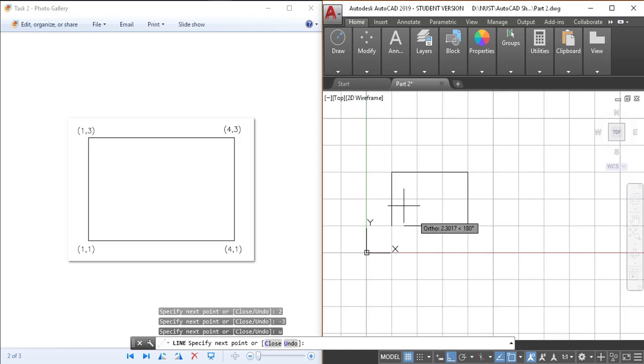So now the previous line is removed, but we are still in the line command. Since we already gave the direction, if we give minus 3, it will reverse the direction. Since the direction is already given, we just have to give the magnitude, which is 3, and press enter. So in this way you can use the ortho mode of AutoCAD 2019, which is generally used in combination with the line command. Thank you very much.